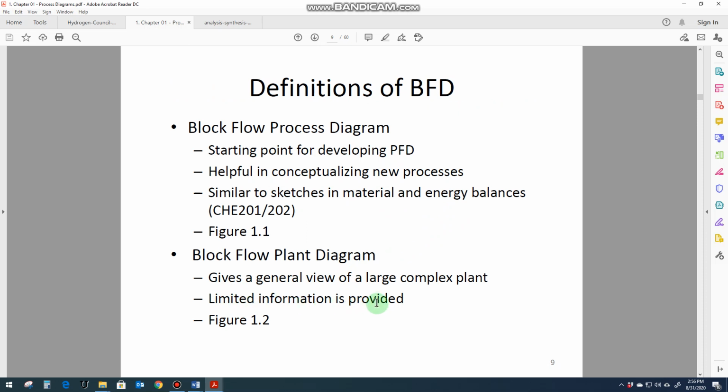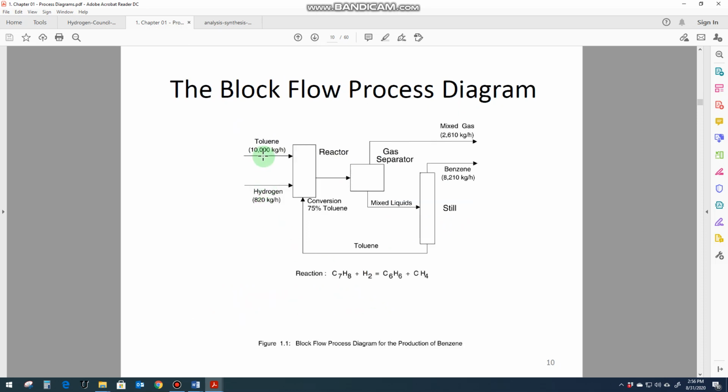Limited information is provided. Now you can see here only the very least information is there. Only the information about the flow rates is given here. We don't have any information about the purity. We don't have any information about the units that are being used, and what are the technical aspects of each of these units. So this is basically the block flow diagram, and it is the simplest diagram that we make at the conceptual level.